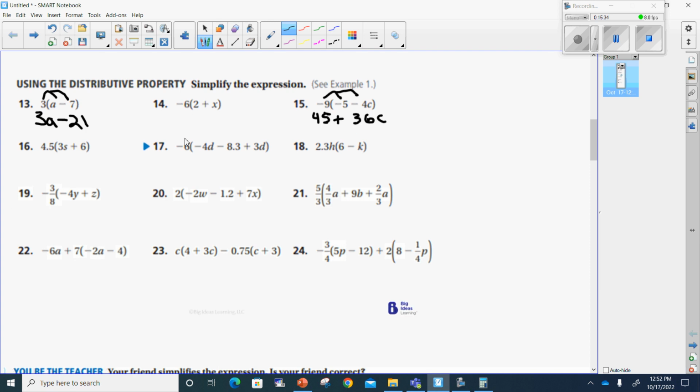Number 17. We're going to distribute properties here, and here, and here. But I can combine like terms first. See the d's? So I'm going to do that first to simplify this. This would be negative 6 times negative 4d and positive 3d make a negative d minus 8.3.